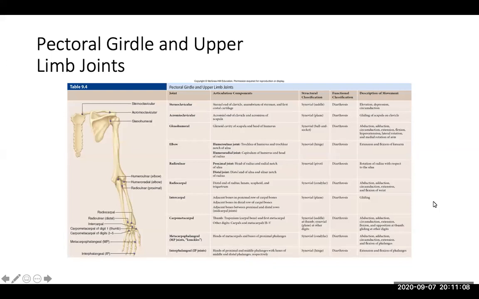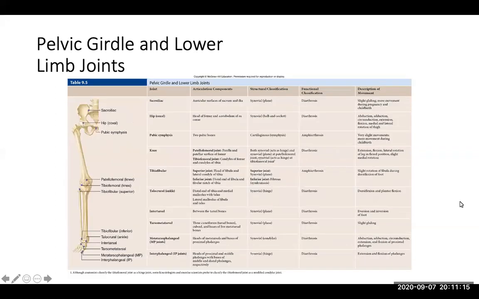Here are your pectoral girdle and upper limb joints. And again, you can pause this lecture video to read through this or download the PowerPoint, and do the same with the pelvic girdle and lower limb joints. These are great, just kind of summary charts of the joints.